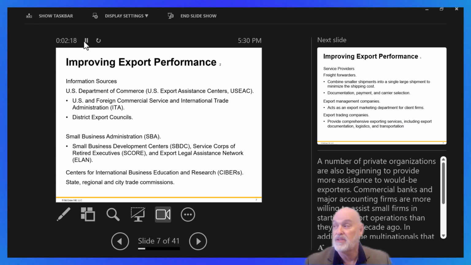Information sources within the United States include the U.S. Department of Commerce, U.S. and Foreign Commercial Service and International Trade Administration, and district export councils. Additionally, you have the SBA. You also have the Small Business Development Centers, the Service Corps of Retired Executives, and Export Legal Assistance Network. In addition, the Centers for International Business Education and Research, state, regional, and city trade commissions.